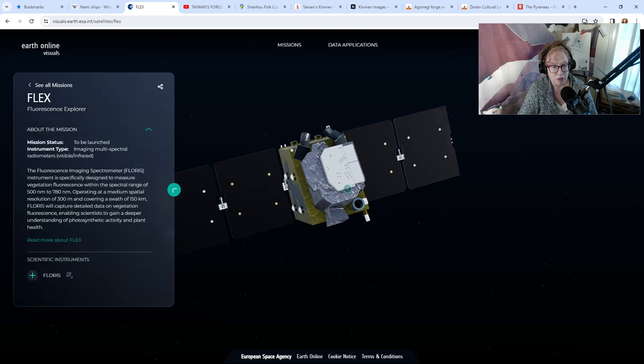About the mission. The fluorescence imaging spectrometer instrument is specifically designed to measure vegetation fluorescence within the spectral range of 500 nm to 780 nm. It helps scientists to gain a deeper understanding of photosynthetic activity and plant health.